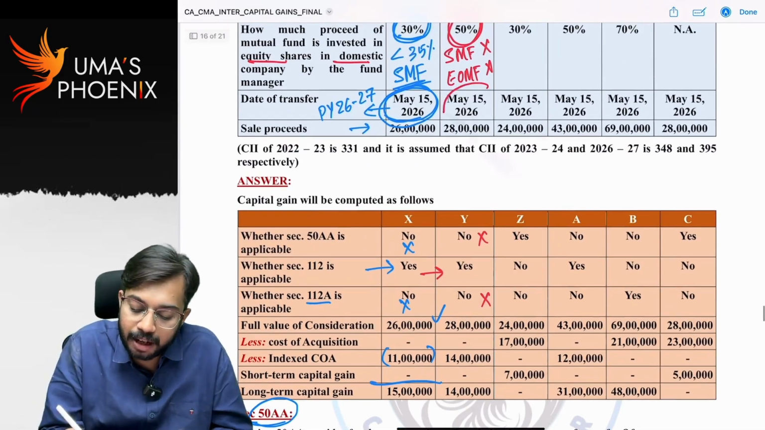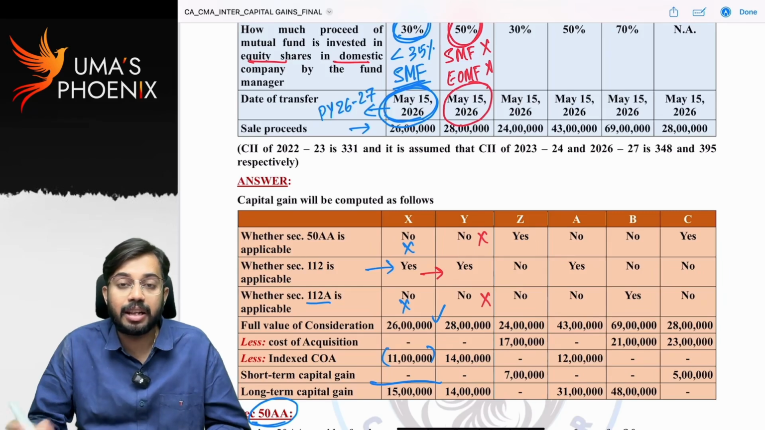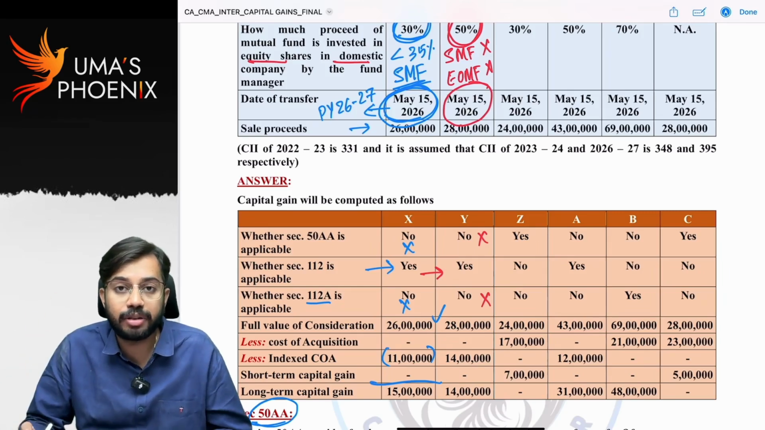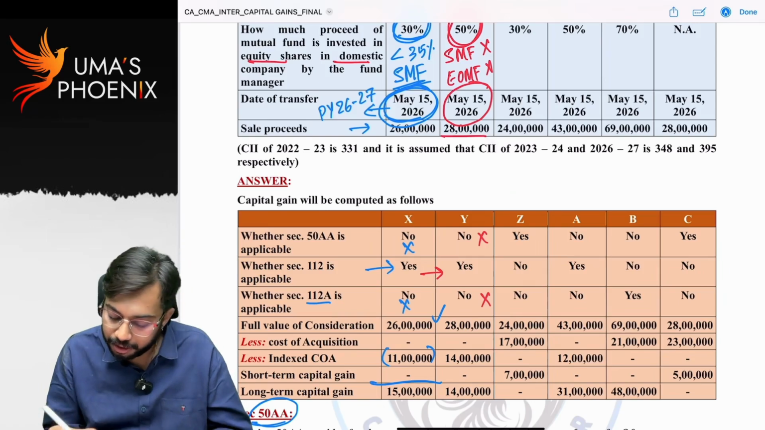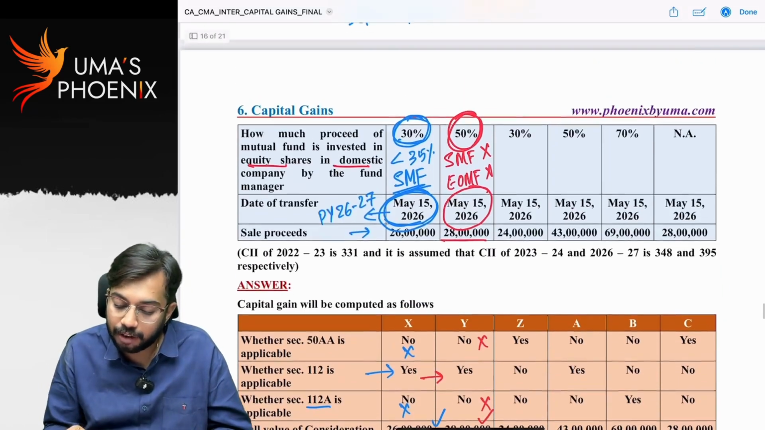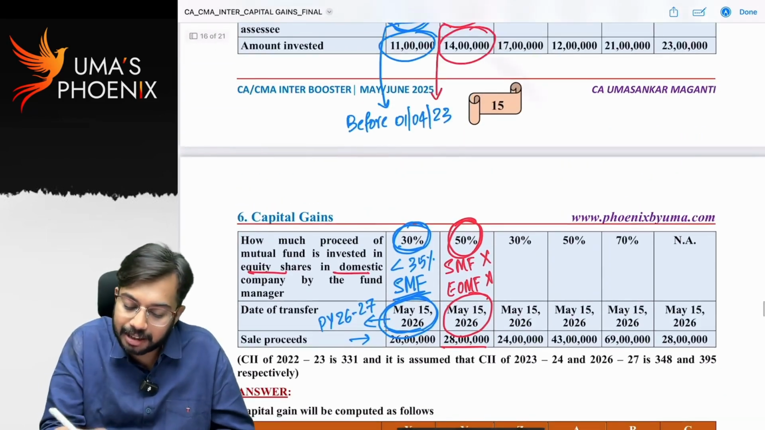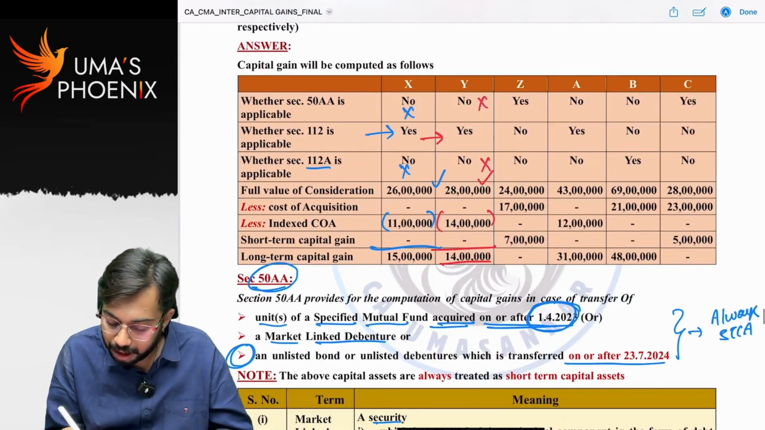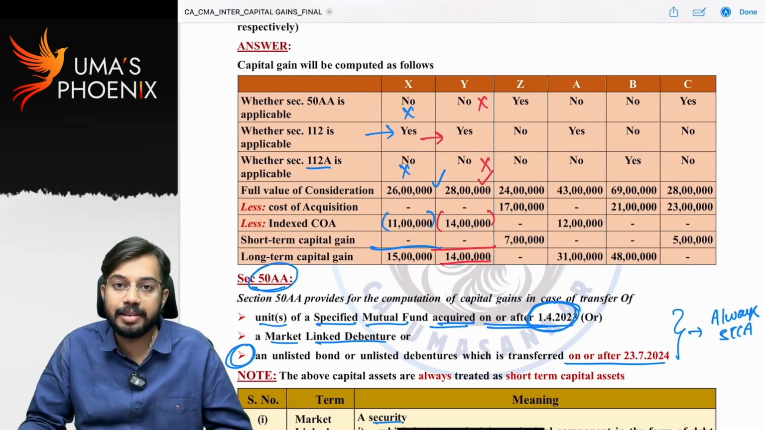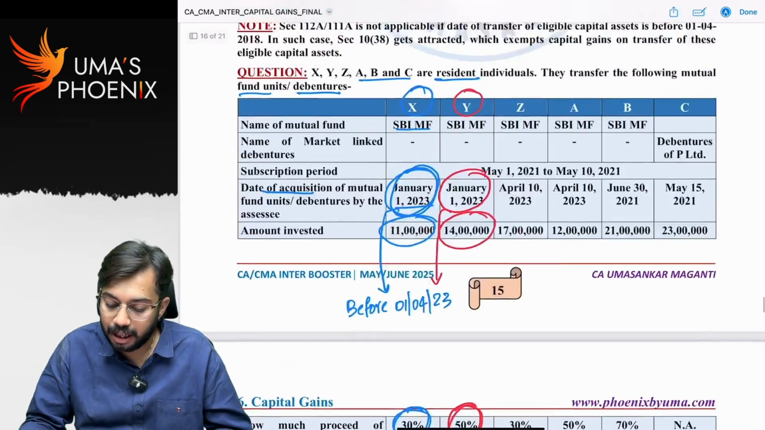When they are transferred May 15, 2026, they are transferred after 23rd July 2024. So obviously indexation benefit is not available even though they are long-term capital assets. Sale consideration 28 lakhs. Cost of acquisition is 14 lakhs. So 28 lakhs minus 14 lakhs, 14 lakhs will be the long-term capital gain. Is it clear?